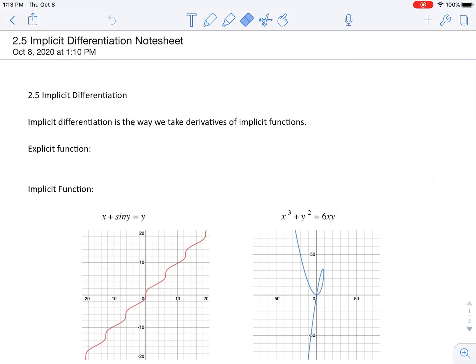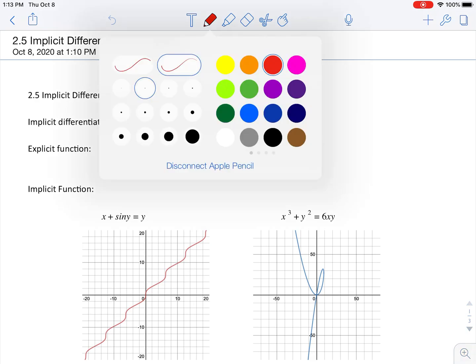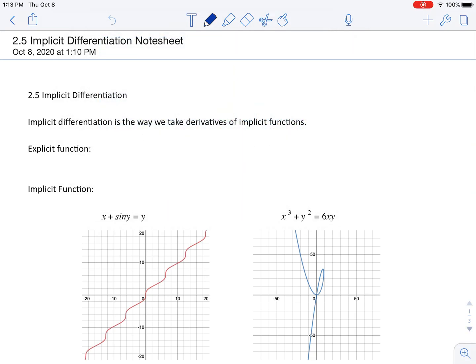All right, we have a hefty lift today with this topic, implicit differentiation. You probably know what differentiation is, but the implicit part should sound like what? Oh, let's go with this blue. Okay. So implicit differentiation is the way that we take derivatives of implicit functions.